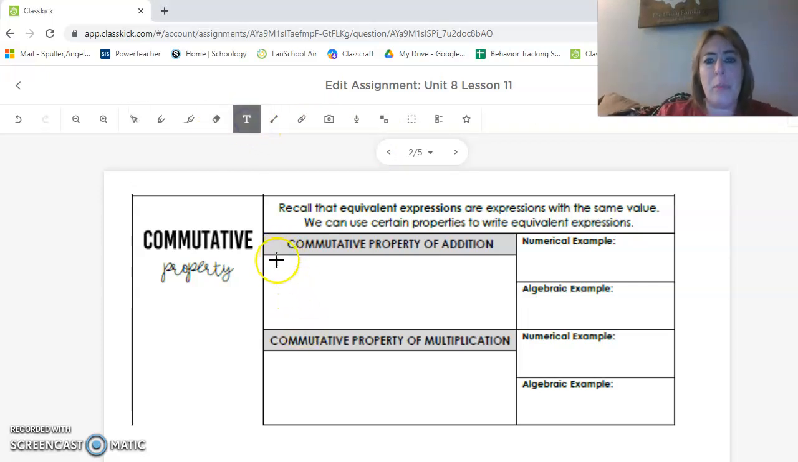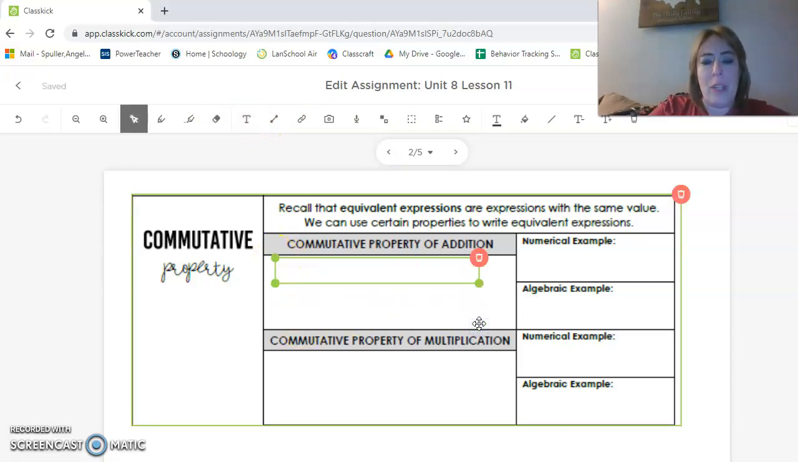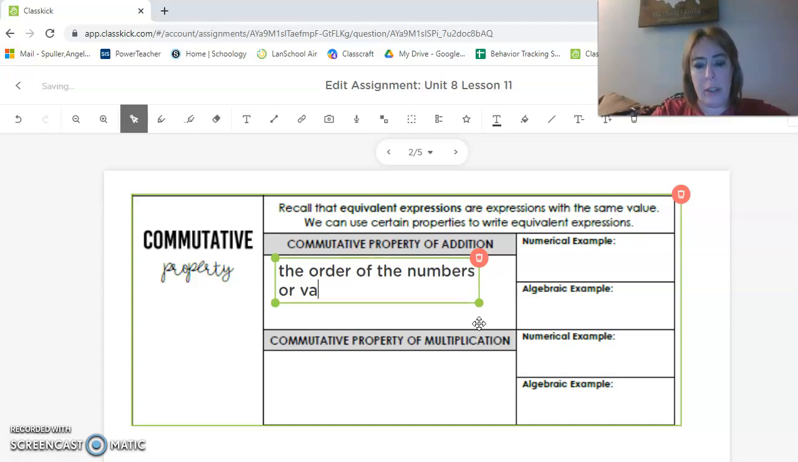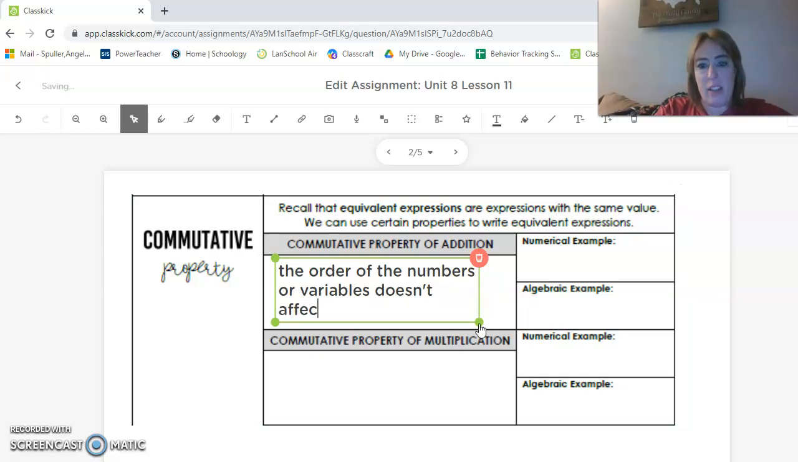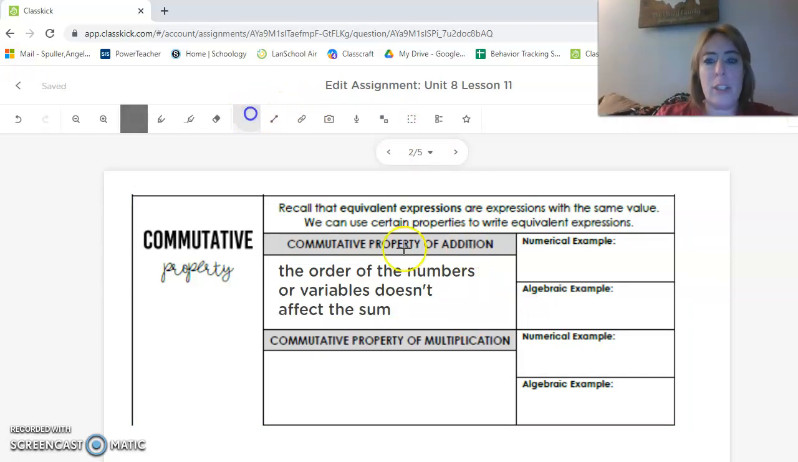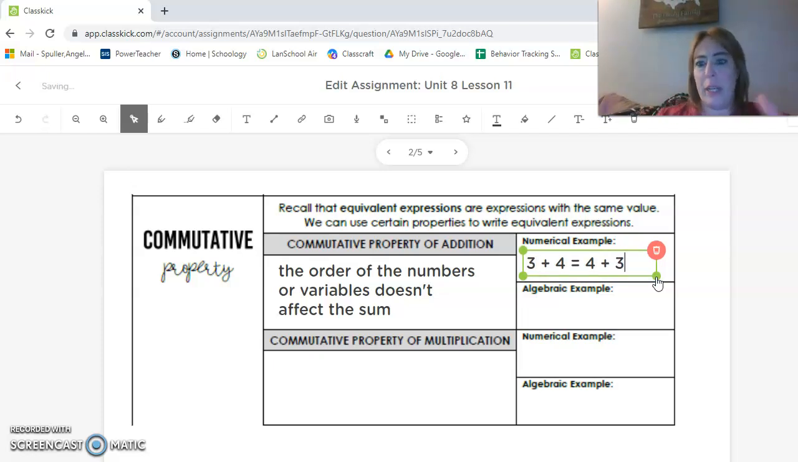So first off, commutative property of addition, what is it? Well, it's basically the order of the numbers or variables doesn't affect the sum. Okay, what does that mean? Well, let's look at a numerical or a number example. Say 3 plus 4 is the same as saying 4 plus 3. Either way, both sides are equal to 7.